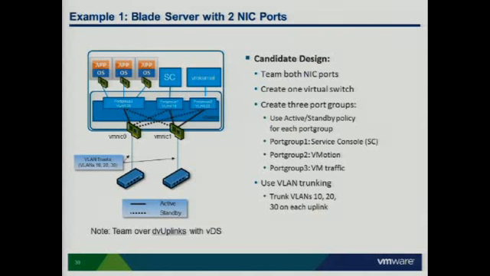And we'll use VLAN trunking for this configuration. So we'll trunk VLANs 10, 20, and 30 on each uplink. And for the DVS, we'll team over the DV uplinks, which is an abstraction to the actual physical uplinks.